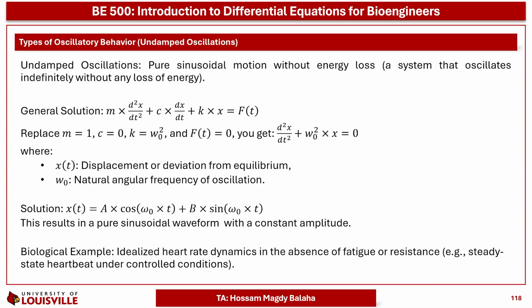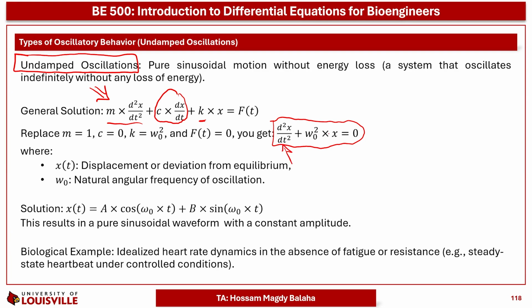The first type of oscillatory behavior is called undamped oscillations, and here you will find pure sinusoidal motion without energy loss. This is a system that oscillates indefinitely without any loss of energy. If this is the general solution of the oscillatory system, then the undamped oscillation will not contain the first derivative, the mass is 1, k equals omega naught squared, and the external force will be 0, so that we get this final equation: the second derivative plus omega naught squared multiplied by x equals 0. Omega naught here is the natural angular frequency of the oscillation.